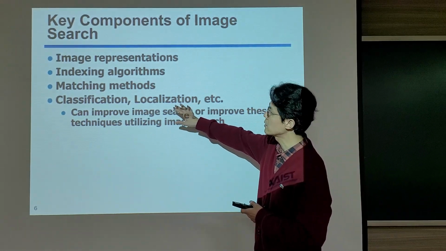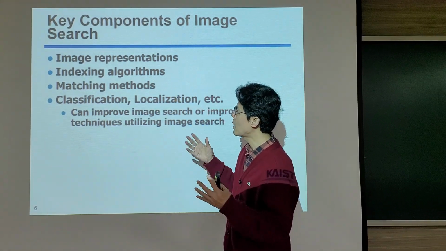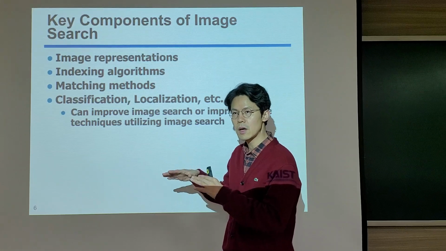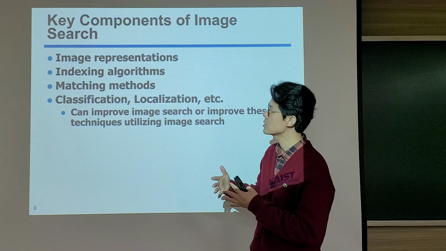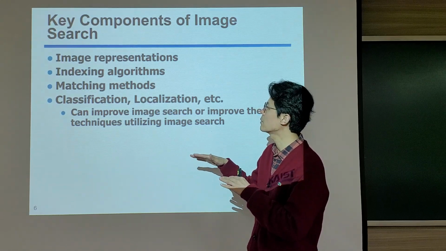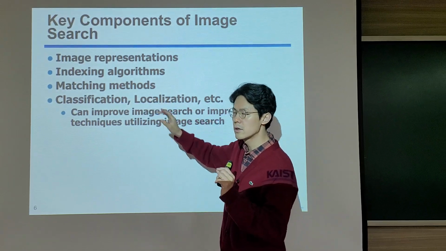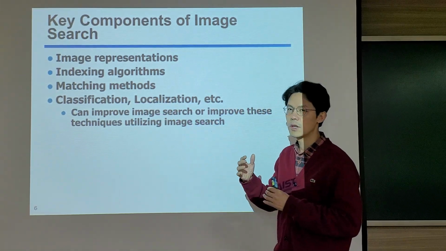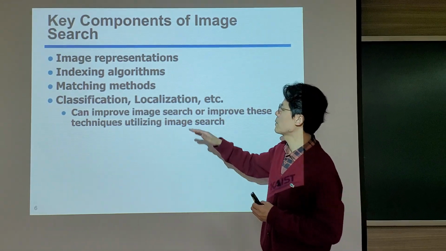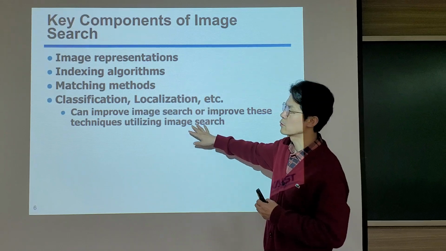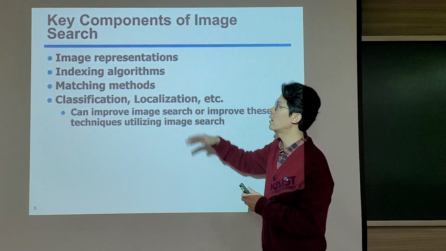But actually, there are many important key components of this image search technique. First of all, we need to talk about image representation, and then we need to somehow store the available images in the DB, so that we can provide very efficient searching over a lot of images. Then we also need some sort of matching technique, so that we can identify similar images and provide them to the user. Also, there could be many other downstream tasks. We can also develop classification, localization, and so on, depending on these components.